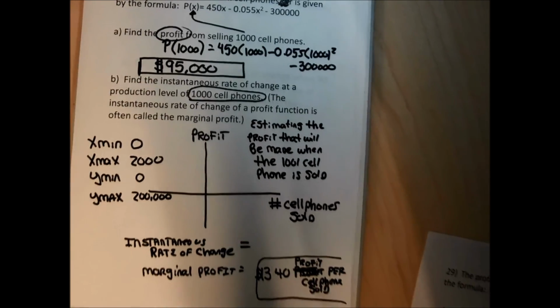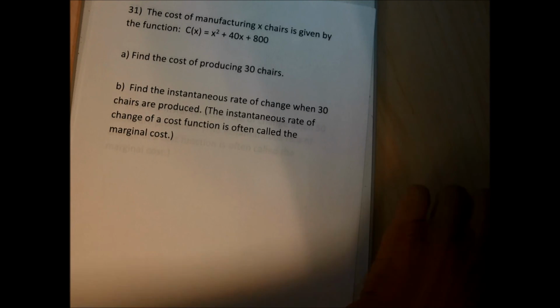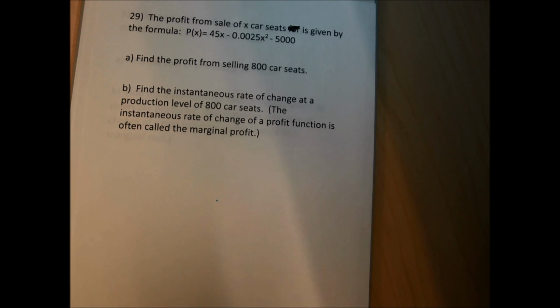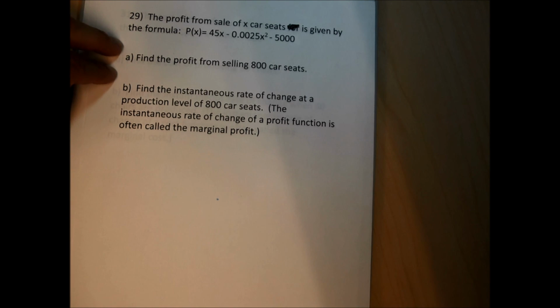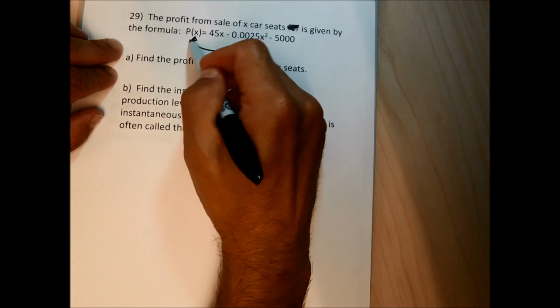Let me bring in your version of this problem. It's essentially the same problem, except this is a company selling car seats as opposed to selling cell phones. But it's the same kind of idea. The function has the same sort of feel. And you want to pause the video and do problem 29. For part A, you're just finding the profit for selling 800 car seats. You're going to plug 800 in for this.